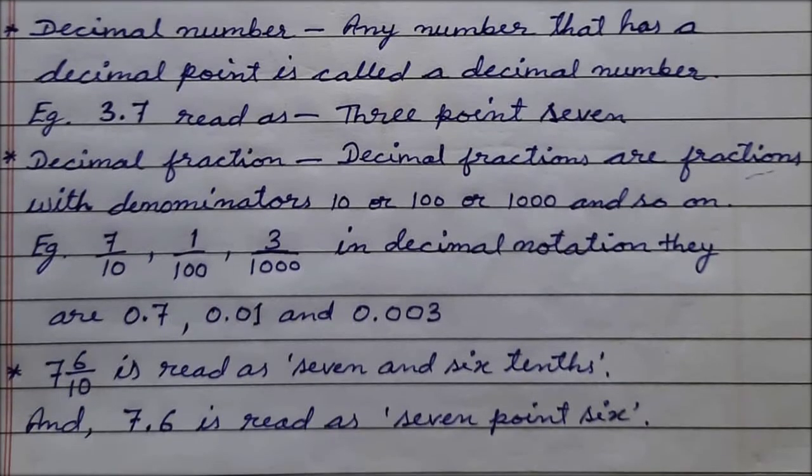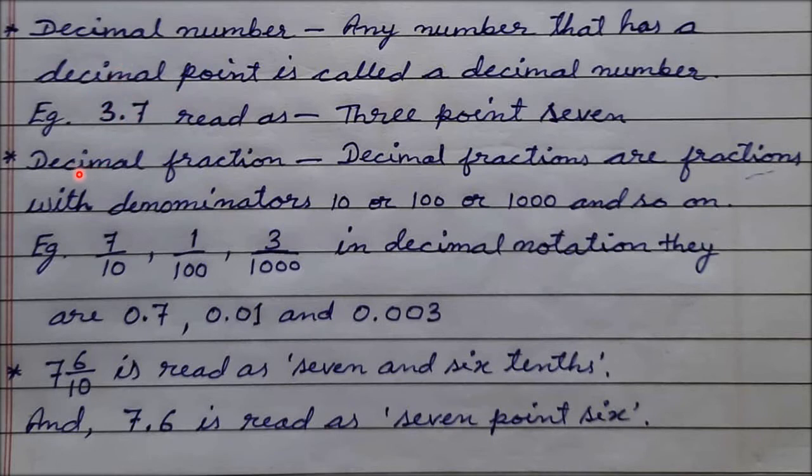Any number that has a decimal point is called a decimal number. For example, 3.7. It will be read as 3.7. Now this is a decimal number.